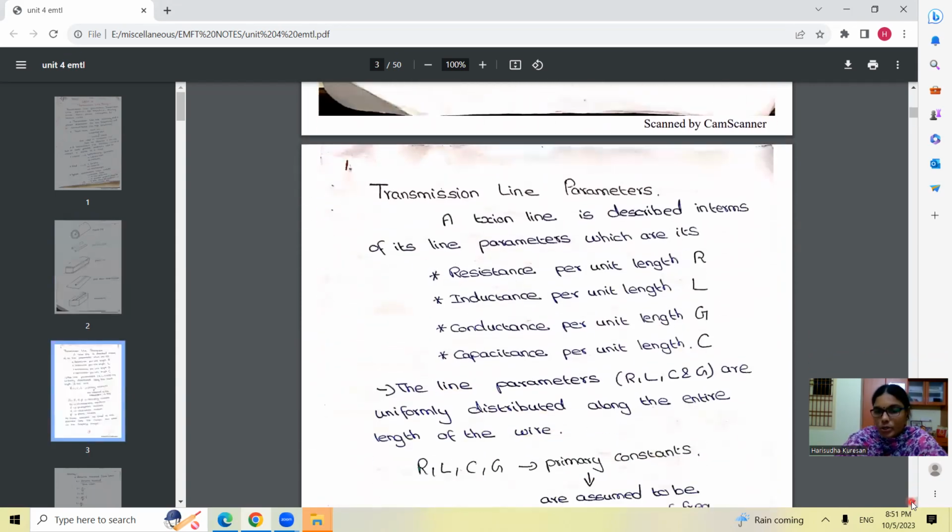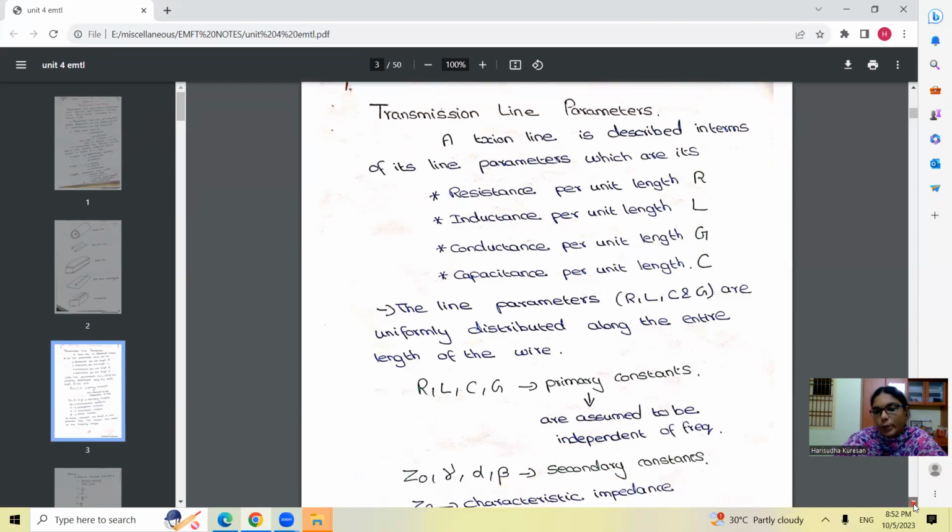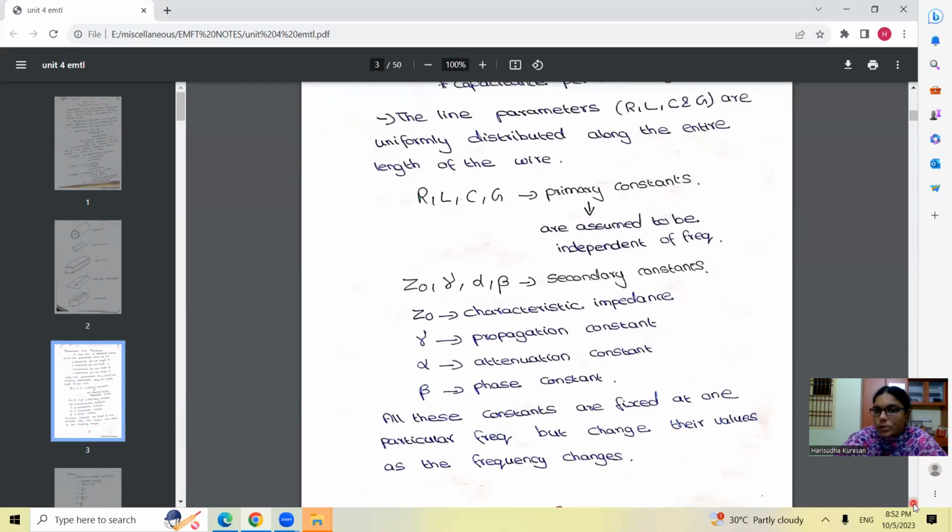Now we are going to see the transmission line parameters. A transmission line is described in terms of its line parameters: R, L, G, and C. R is the resistance per unit length, L is the inductance per unit length, G is the conductance per unit length, and C is the capacitance per unit length. All these parameters are uniformly distributed along the length of the wire. R, L, G, and C are called the primary constants because they are assumed to be independent of frequency. We also have the secondary constants.